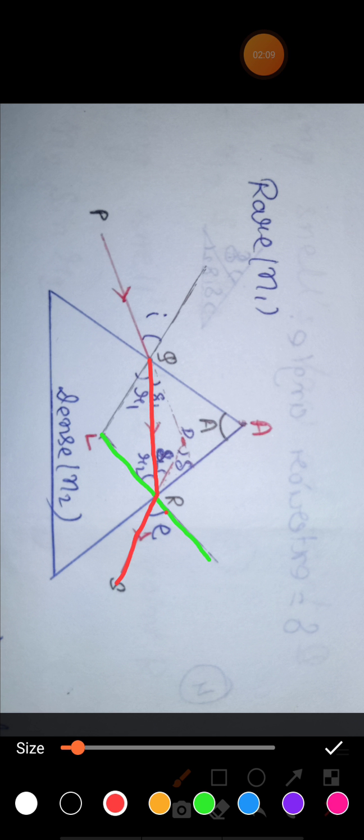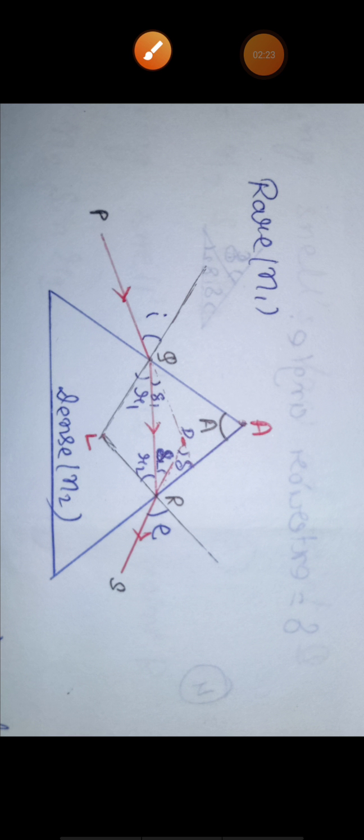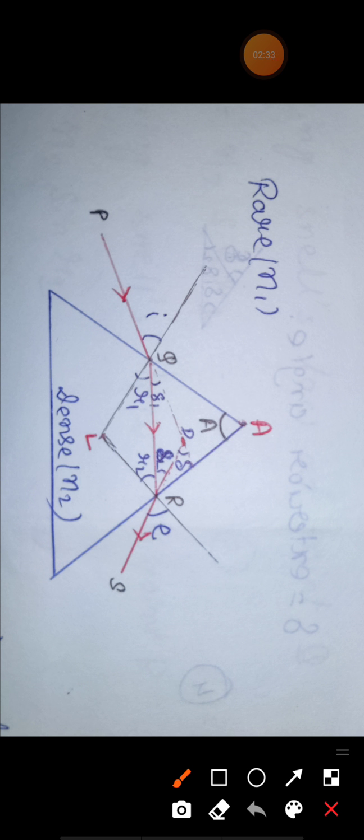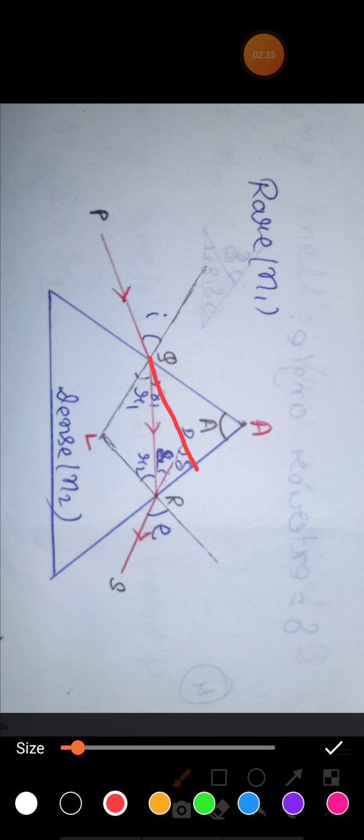So this outer angle is called the emergent angle, and this angle is our second refracted angle, R2. Now if you extend this incident ray in the forward direction, and extend this emergent ray in the backward direction, then they will create an angle, and that angle is called the deviation angle delta. This blue angle is called the deviation angle delta.